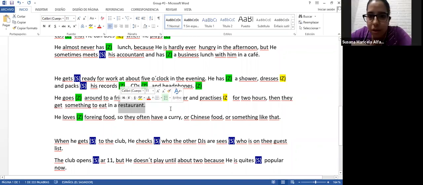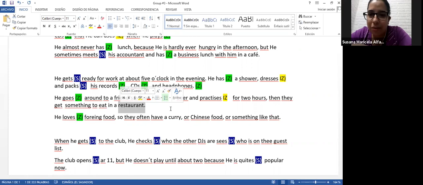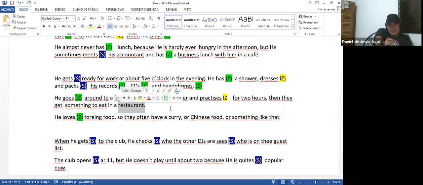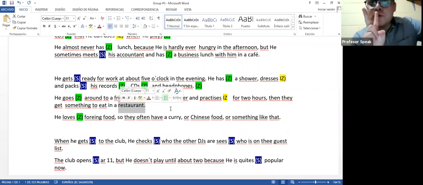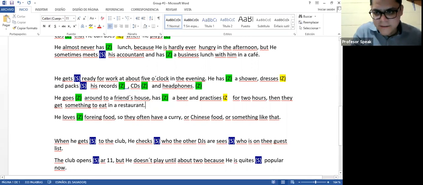The pronunciation for this word, Susanna: restaurant. How many syllables do you have right here? 2 or 3? I don't know. Guys, do you remember that I taught you the pronunciation for this word? Restaurant. This word has only 2 syllables. Restaurant. Restaurant. Okay, all right.